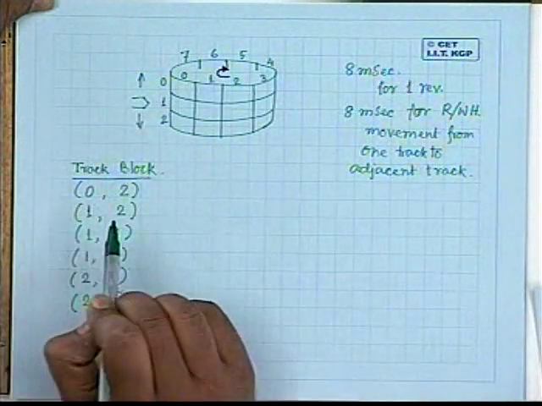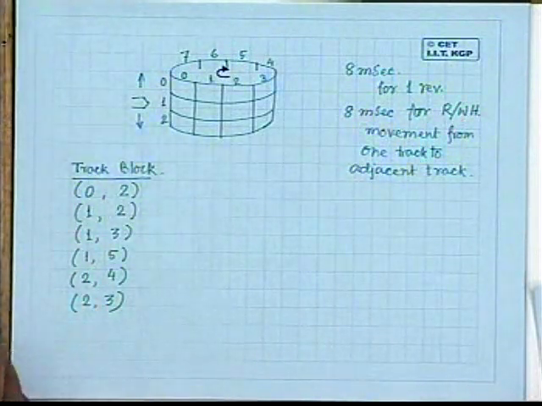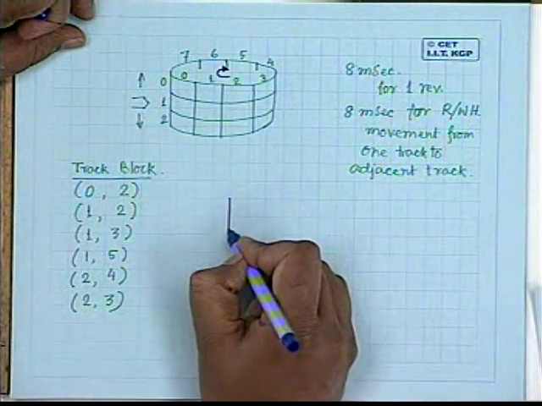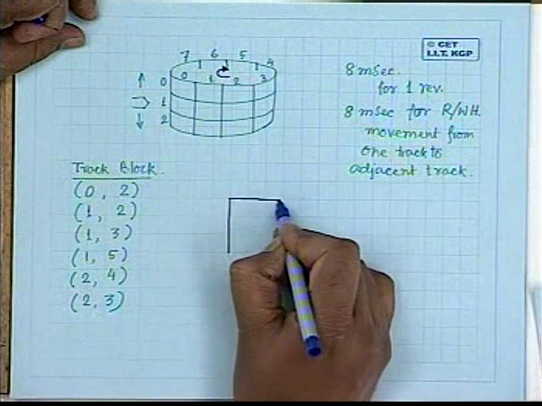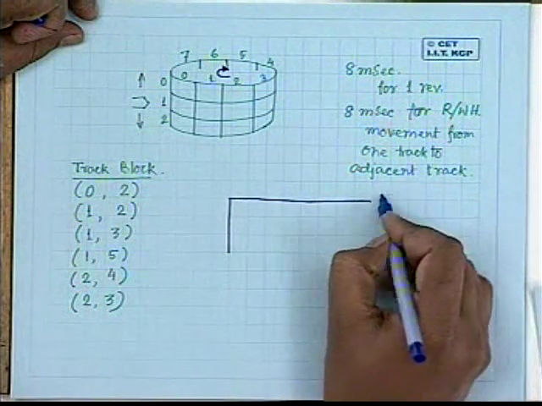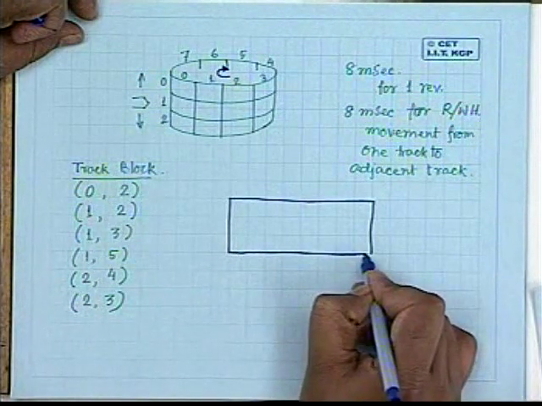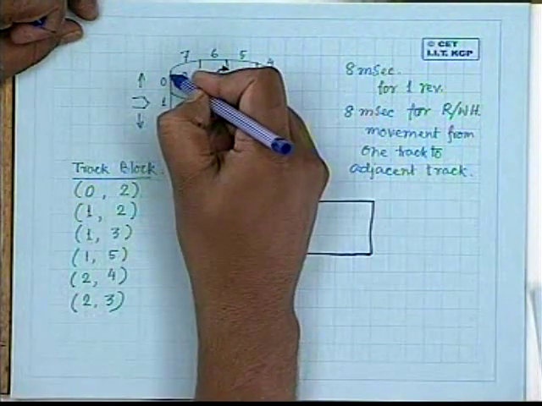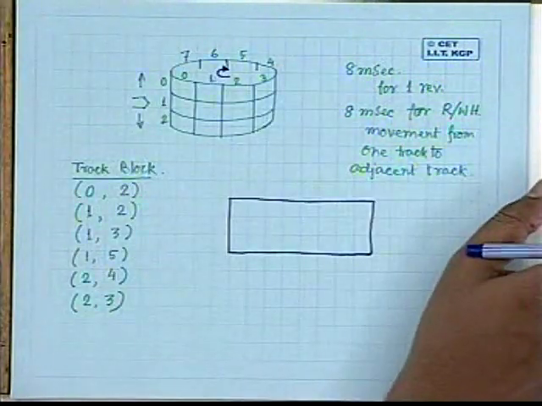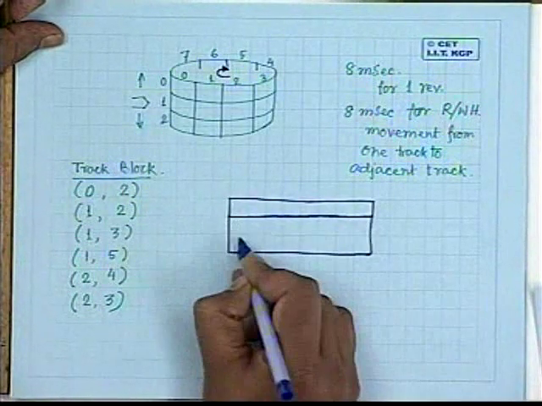So how to do it? What I can do is simply redraw these tracks like this. If I cut this cylindrical surface at the boundary of block number 0 and block number 7 and just make it flat, then I have a rectangular area of this form.